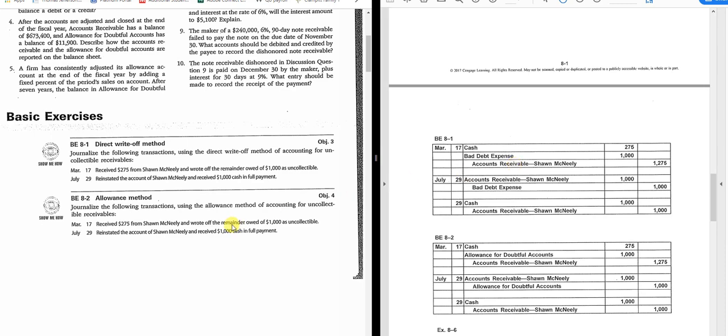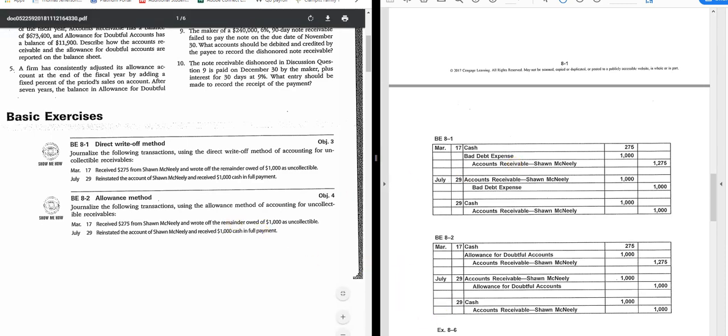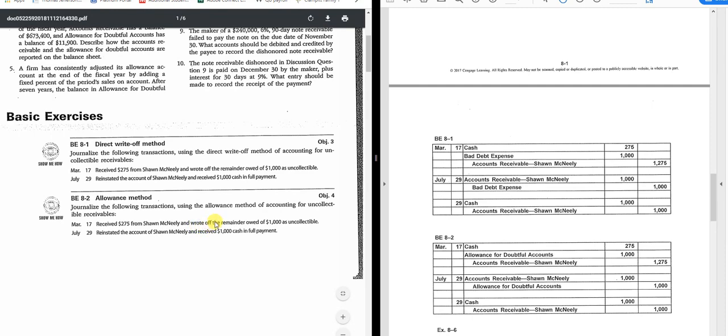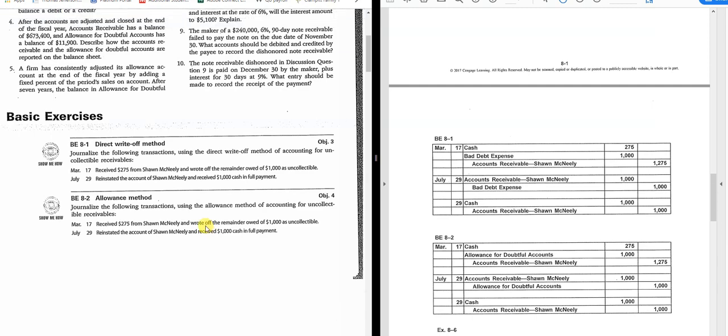Here, I have to ask myself, hopefully you wrote down those journal entries I made on the second page, am I setting up the allowance or am I writing one off? And it says wrote off. It says nowhere that I'm setting it up. It says I wrote it off. So I need to go to my write-off entry, which I believe was the second one on that page. And I debit the allowance and credit accounts receivable.